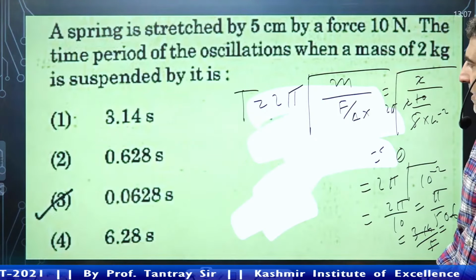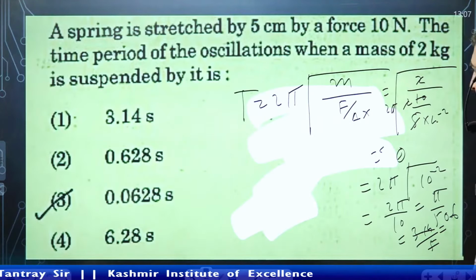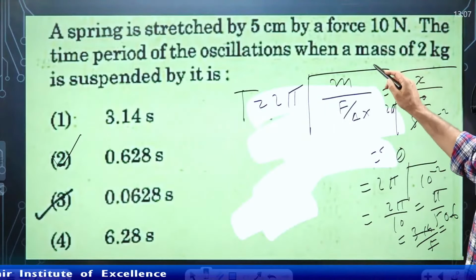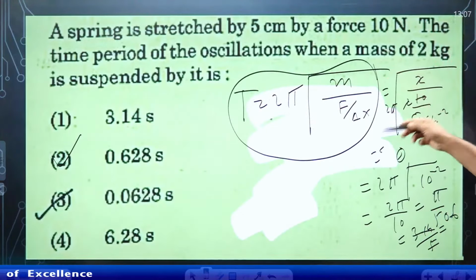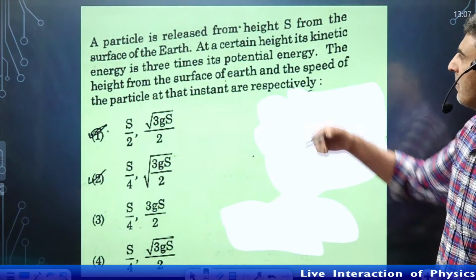It is 0.6, not 0.06. It is 0.6. This should be the answer. So it is very simple. You have to start with this equation and substitute these parameters. Okay. Now, next question.